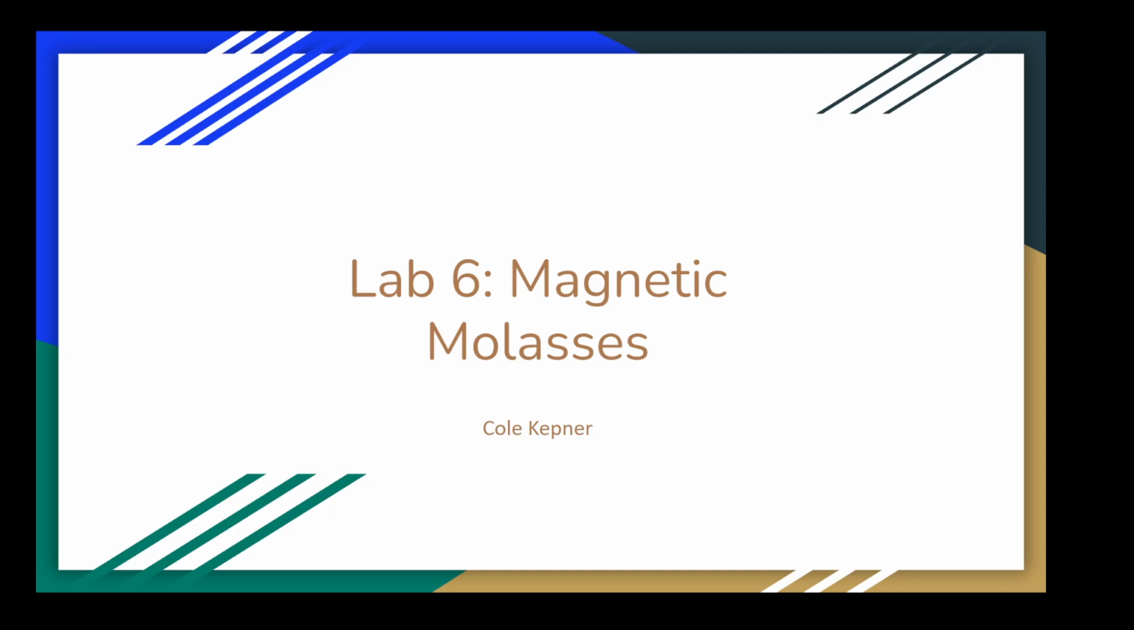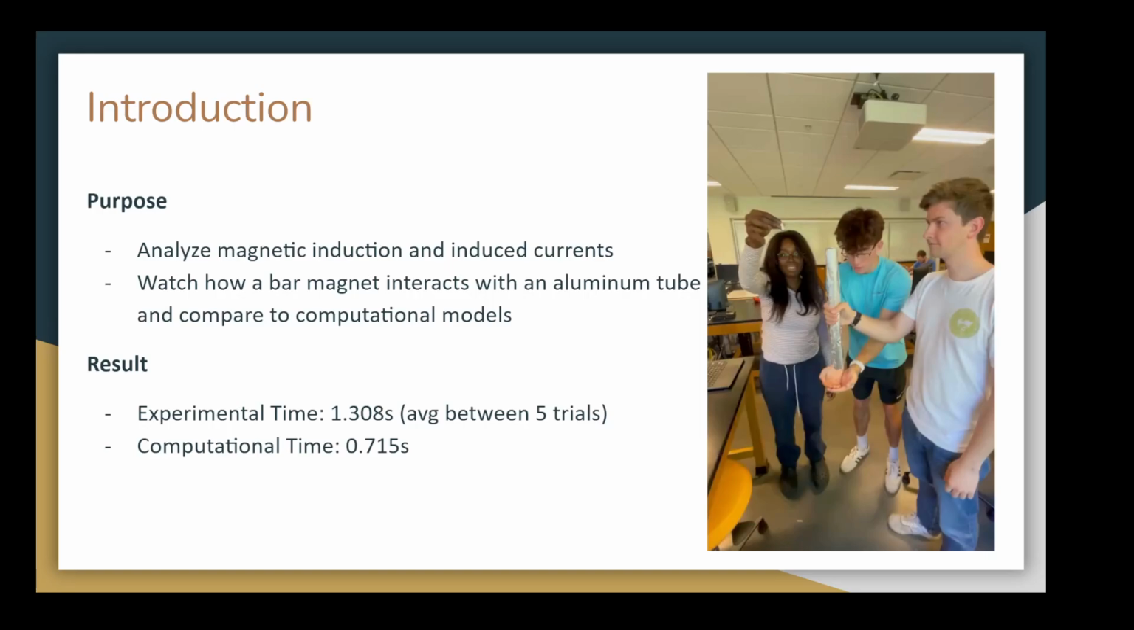My name's Cole. This is basically where we wanted to analyze magnetic induction and induced currents by dropping a bar magnet down a tube of aluminum foil, and see how the magnet interacts with the aluminum tube. We did it experimentally as well as modeled it computationally in GlowScript.